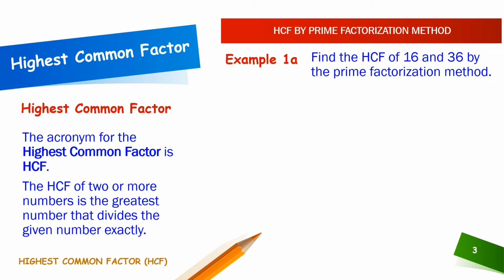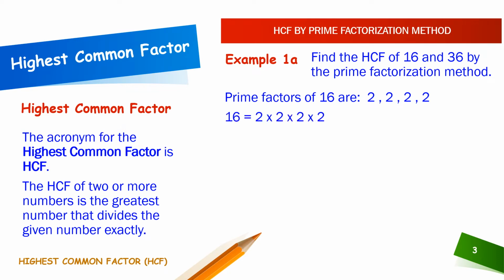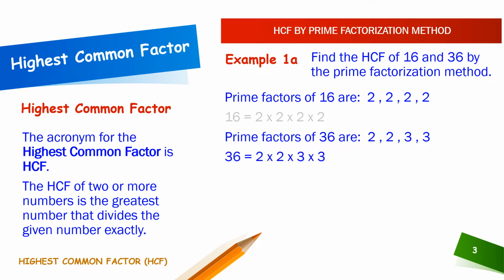Let's look at an example first. Try finding the HCF of two numbers by using the factorization method. We're going to find the HCF of 16 and 36 using this method. The prime factors of 16 are 2, 2, 2 and 2, since 16 equals 2 times 2 times 2 times 2. The prime factors of 36 are 2, 2, 3 and 3, since 36 equals 2 times 2 times 3 times 3.